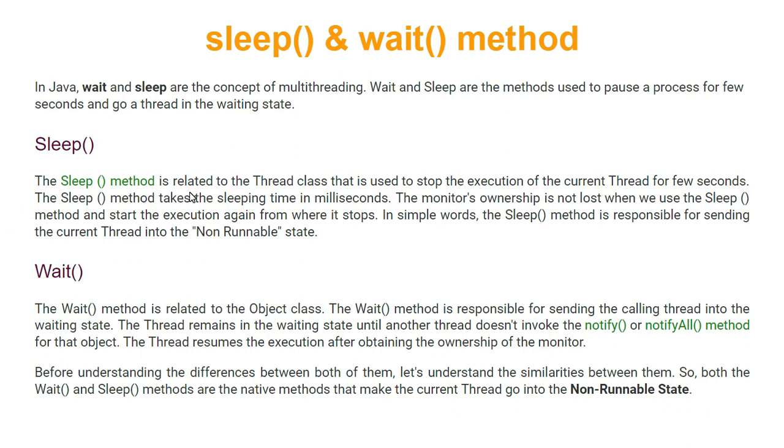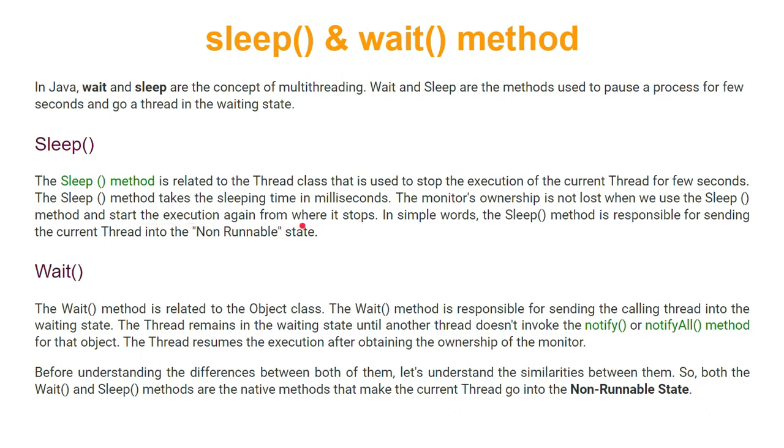The sleep method is related to the Thread class and the wait method is related to the Object class. So this is one difference you can notice. The sleep method is used to stop the execution of the current thread for a few seconds. The wait method is responsible for sending the calling thread into the waiting state. The sleep method takes a sleeping time in milliseconds. The monitor's ownership is not lost when we use the sleep method, and it starts the execution again from where it stopped. That is one of the important points you have to remember.